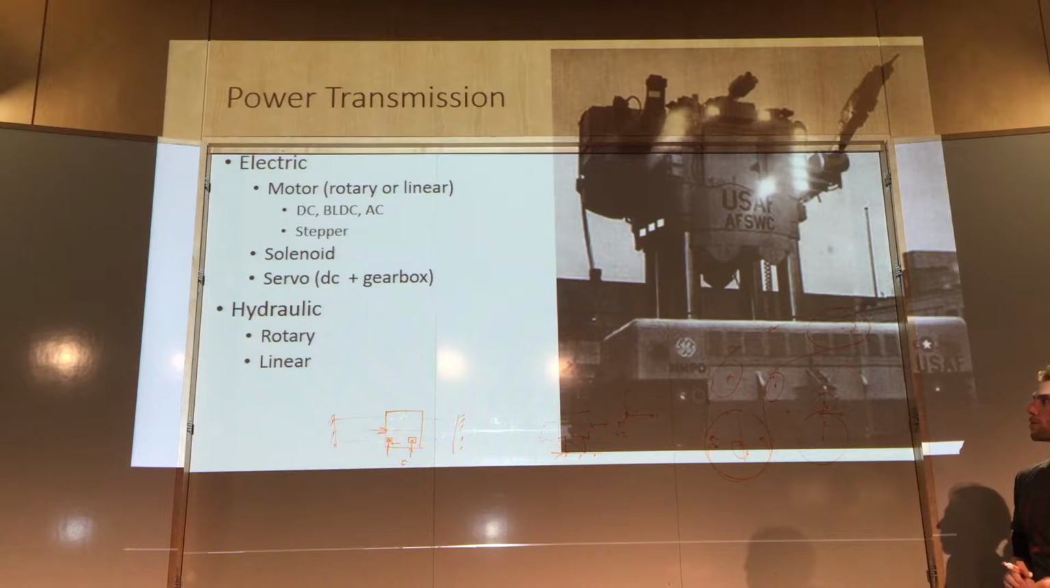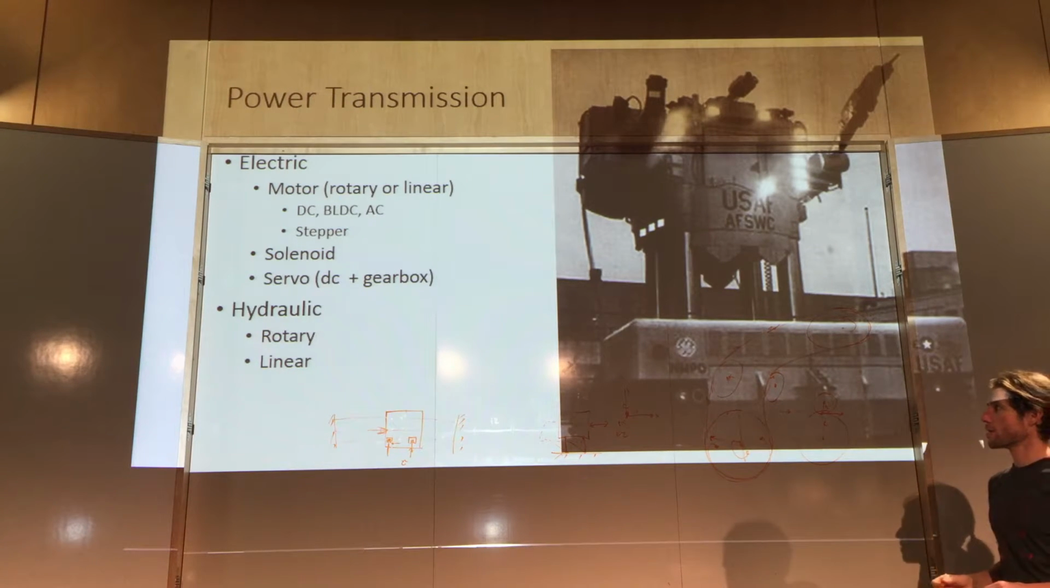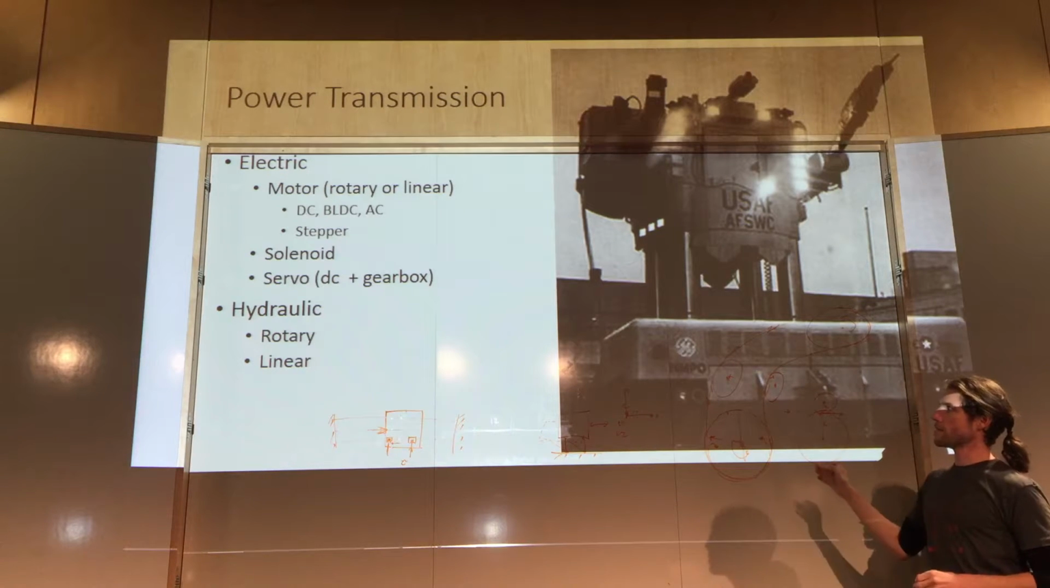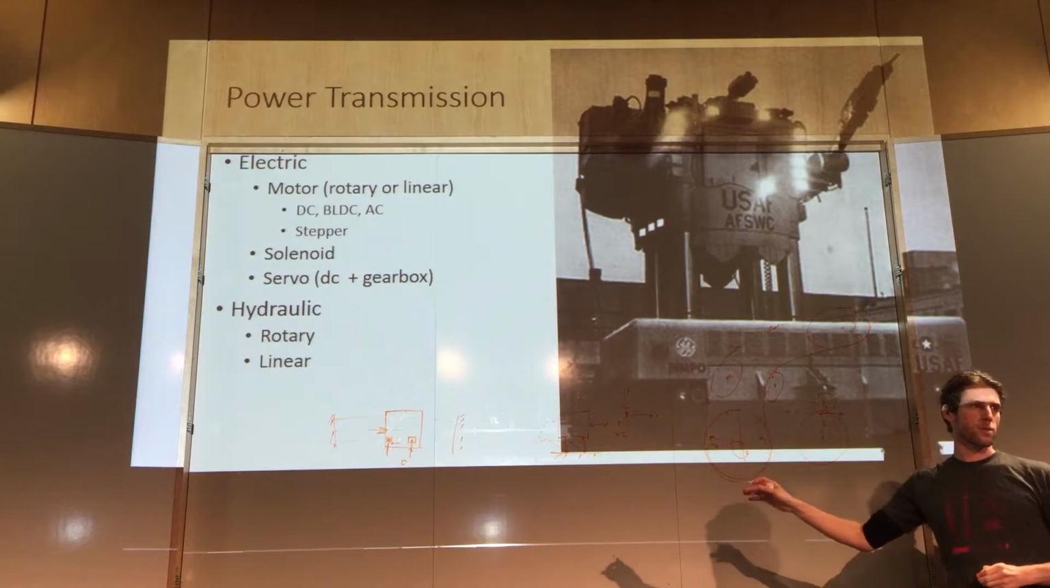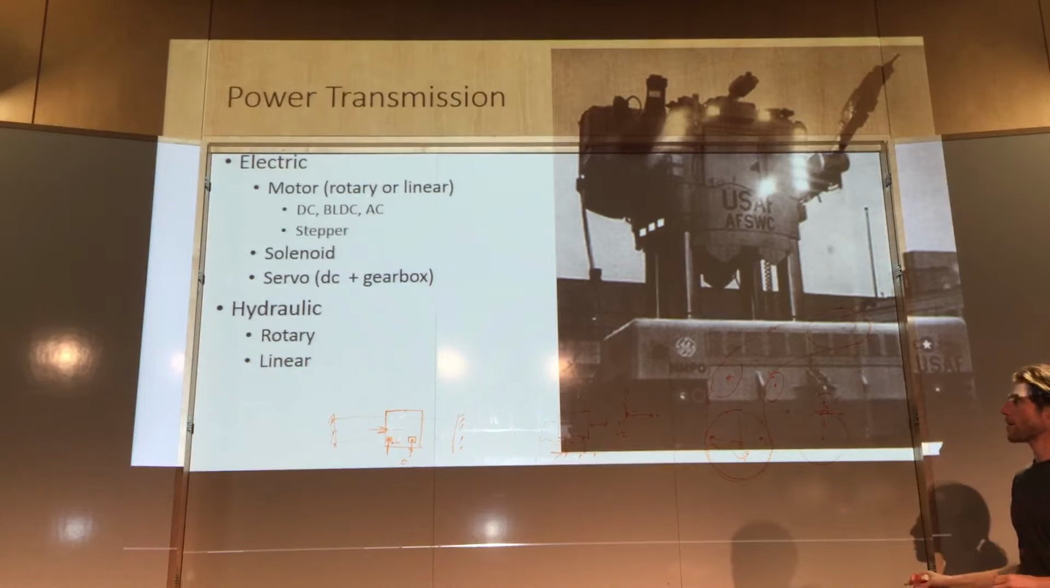Most robotic systems and most high-end CNC machines run either DC or AC motors. And actually the AC motor starts to become essentially the same thing as a brushless DC motor.